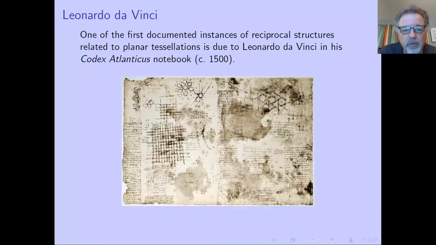So this ruler is kind of an over, under, over pattern that we see here. This is related to work that, as Rinus Roelofs has pointed out, is related to work that's been done by Leonardo da Vinci 500 years ago. So this is a picture from his Codex Atlanticus notebook, and what we see here is several drawings of reciprocal structures.